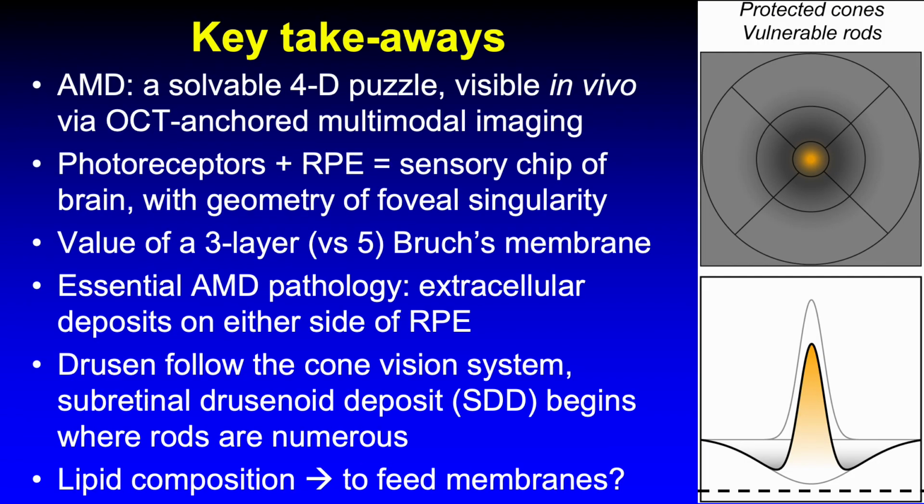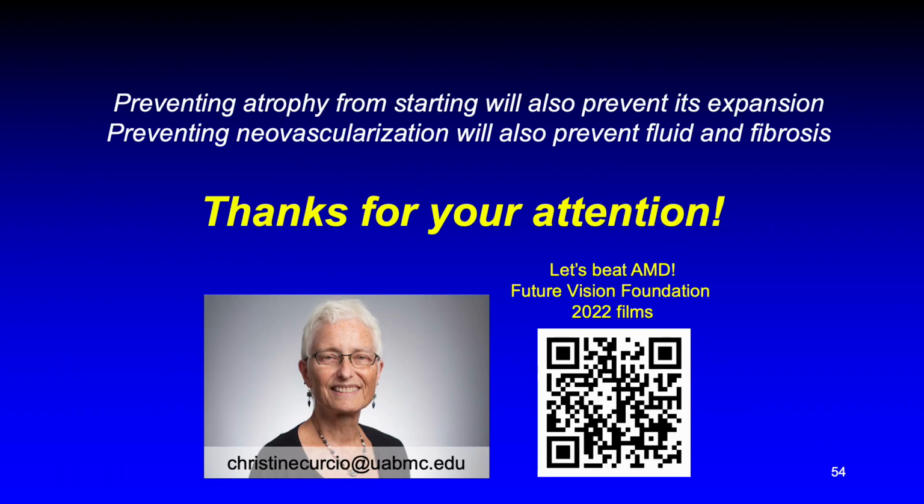Here are the key takeaways from this 4-part tutorial on deposit-driven AMD. If we can prevent atrophy from starting, we will also prevent its expansion. And if we can prevent neovascularization, we can also prevent fluid and fibrosis. Deposit-driven AMD is one way to think about these goals.